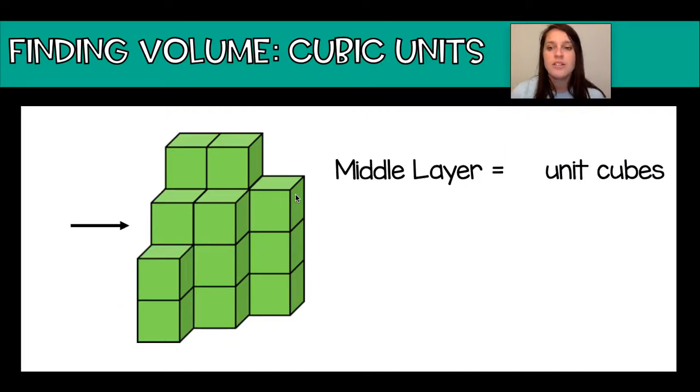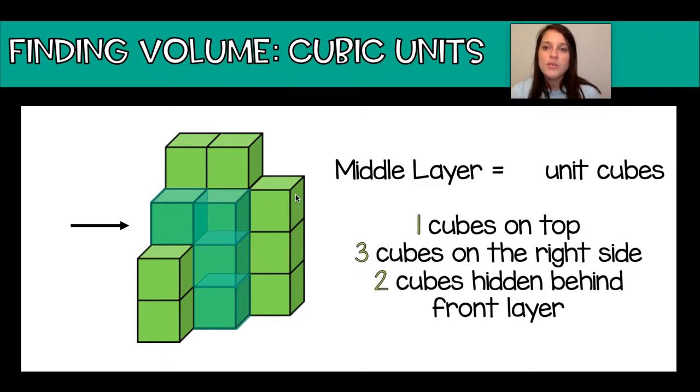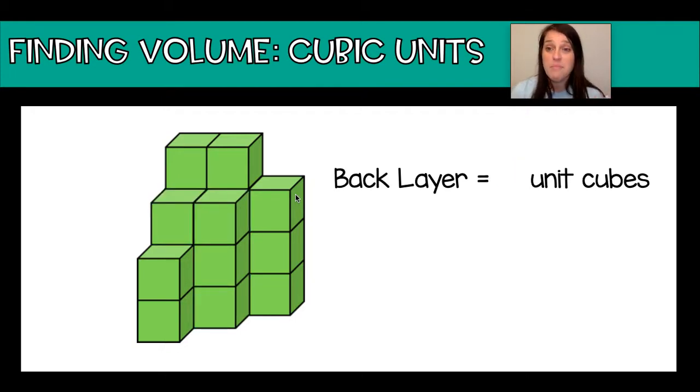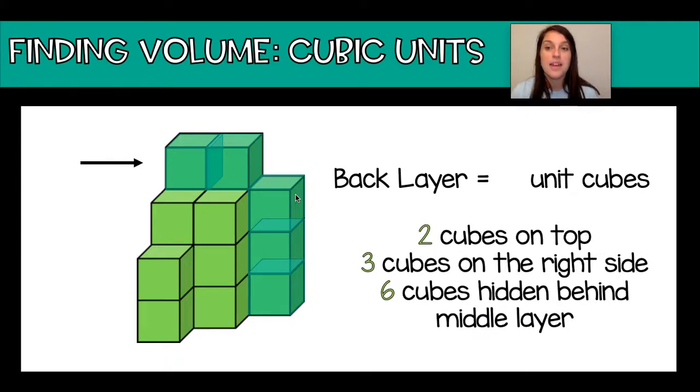However, when we transition to the middle layer and we try to calculate the middle layer, we have 1 unit cube on top, 3 unit cubes on the side, but what we don't see right away are the 2 cubes that are hidden behind the front layer. So that gives us a total of 6 unit cubes. Lastly, we have that back layer. You see the 2 unit cubes on top, the 3 unit cubes on the side, but once again, we have some hidden cubes. There are 6 hidden cubes behind that middle layer. And I know this because if those weren't there, the 2 cubes on top would fall straight to the bottom. So that gives me a total of 11 unit cubes.